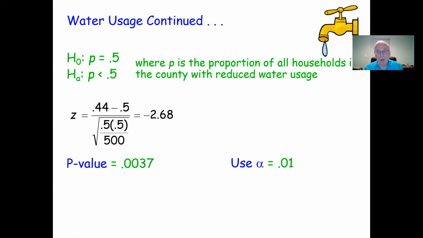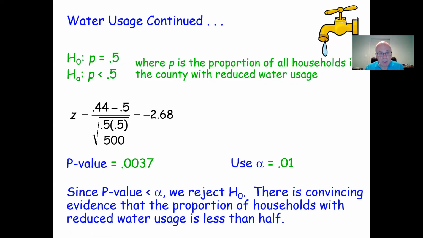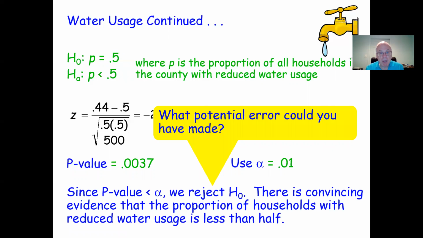If we used alpha as 0.01, the p-value of 0.0037 is less than alpha of 0.01, and we're going to reject the null hypothesis. We're going to say there's convincing evidence that the proportion of households with reduced water usage is less than half of the population of households.